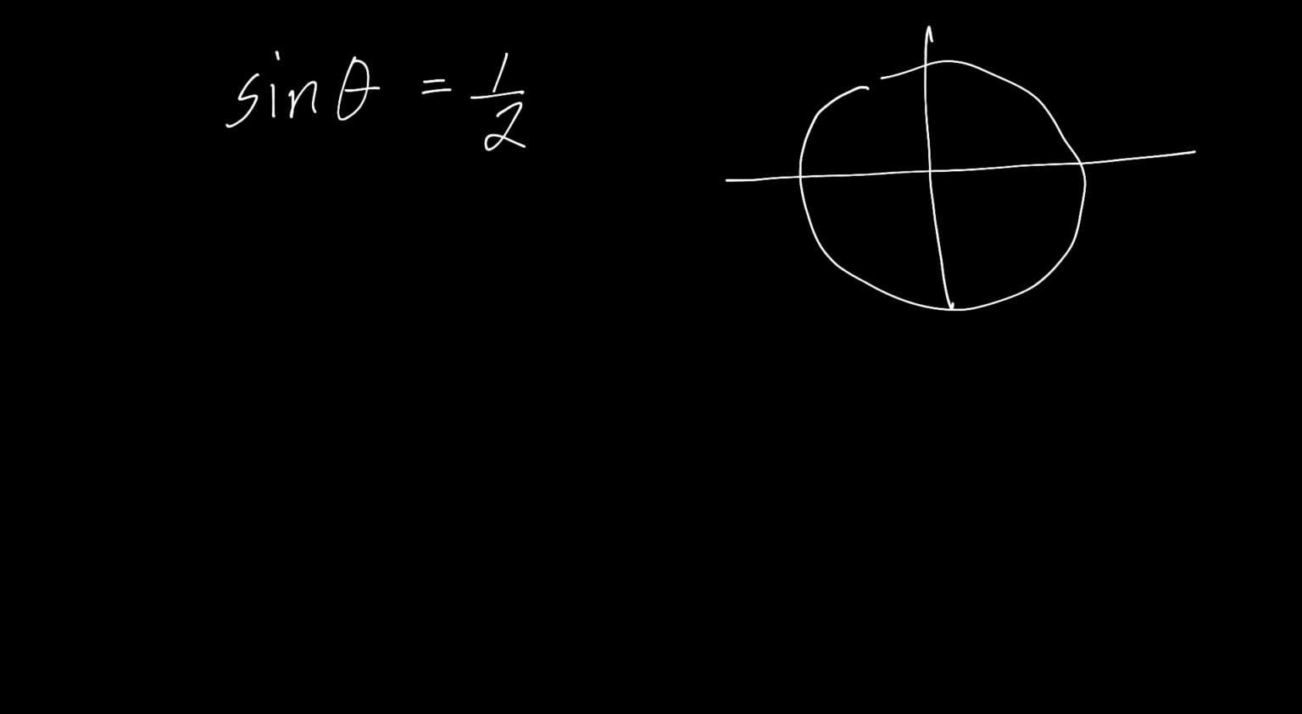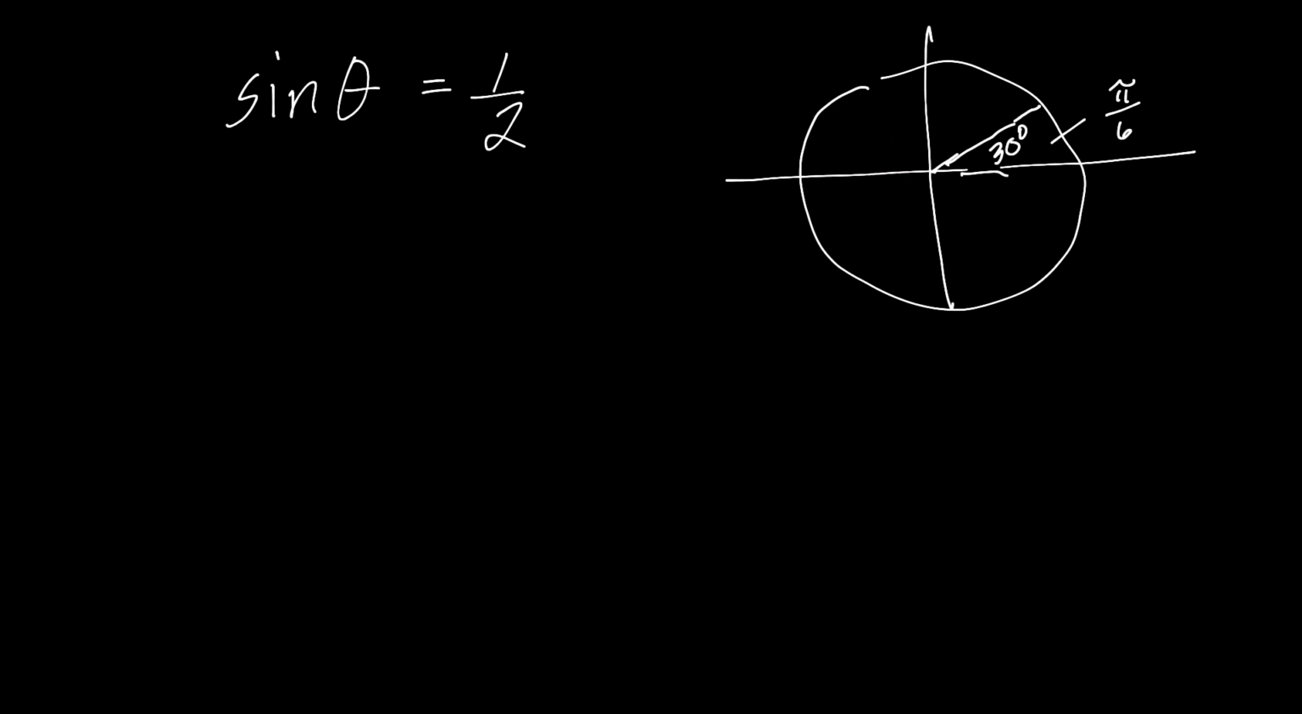Not perfect, but I know that 30 degrees, or pi over 6, has a sine of 1/2. The other possibility, of course, is radians, pi over 6. But sine is positive in both quadrant 1 and quadrant 2. So while pi over 6 or 30 degrees is definitely one of the solutions, the other one is over here.